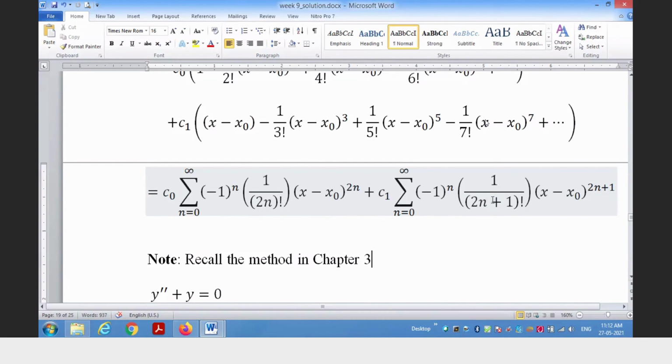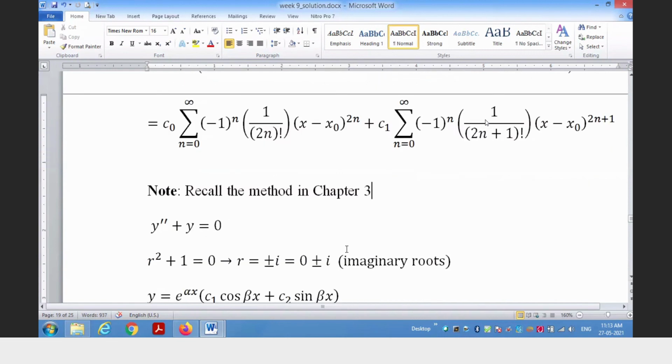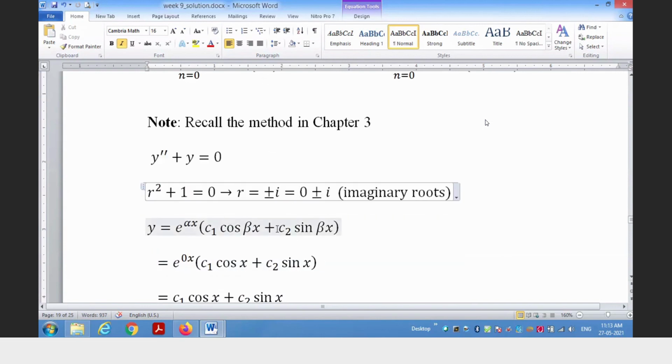In order to show this, let's recall the method you learned in chapter 3. We're dealing with a homogeneous second order equation, y double prime plus y equals 0. You need to change this into the characteristic equation. This becomes r squared plus 1 equals 0. That means r is now equal to plus minus i, because alpha is equal to 0 and beta is equal to 1. And then it is our solution.